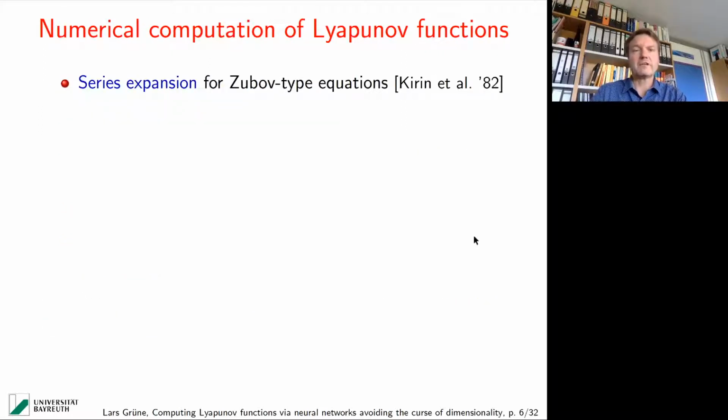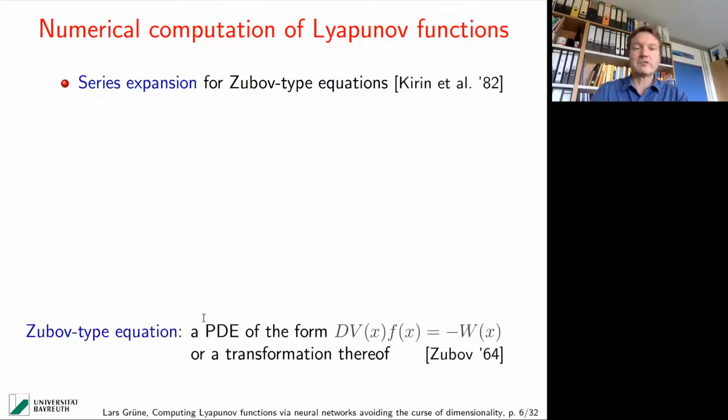And I think one of the first papers I know of works via the so-called Zubov type equation, which goes back to Zubov. A Zubov type equation is a PDE of this particular form, and you immediately see that if W is a positive function outside the origin, then this is a negative term, and this gives you exactly then this negative orbital derivative that the Lyapunov function should have. So you can write this as a first order PDE, and you can solve this kind of PDE or a transformation thereof via series expansion.